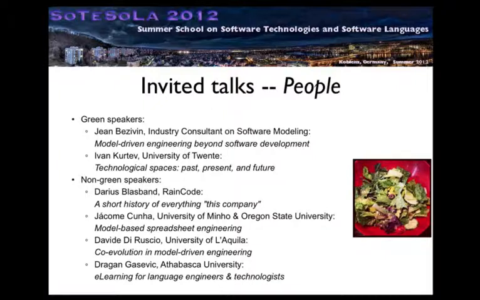So here's a quick list. It's a really nice salad of invited talks that we've got. Get an idea. So Jean Bézivin, Ivan Kurtev, for example, on technological spaces in a broader sense, model-driven engineering. Doris Blaspin, CEO of Raincoat, is going to model essentially the Raincoat company in terms of technological spaces and software languages, software technologies involved. Giacomo Kühnhaar talking about the spreadsheet technological space. Davide De Rusco talking about co-evolution. Dragan Gašević talking about e-learning.